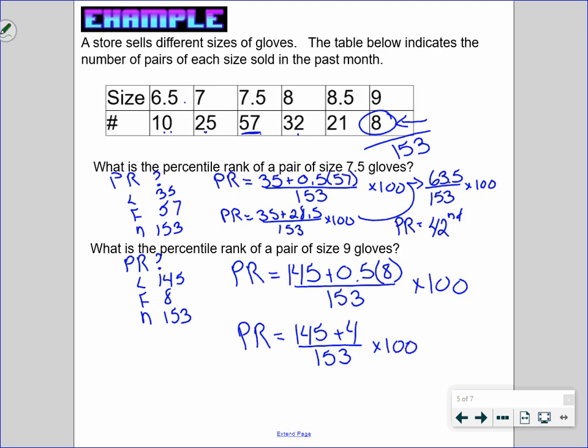Then we'll add up the 145 and the 4 to get 149. Divide by 153 and multiply by 100. So our percentile rank is 97. So the size 9 gloves are in the 97th percentile, meaning that 97% of the gloves sold were smaller than size 9, and the other 3% were larger than size 9.